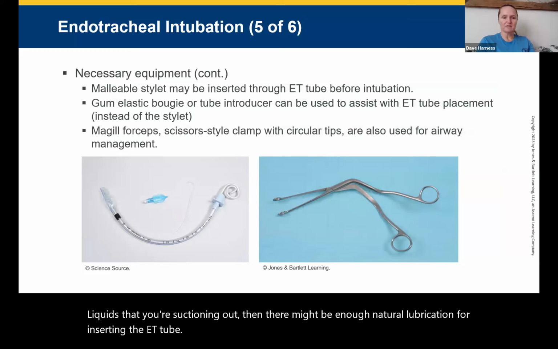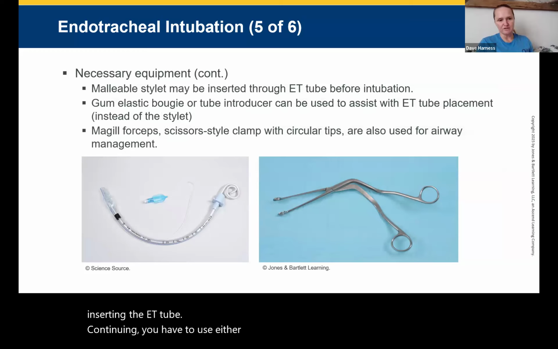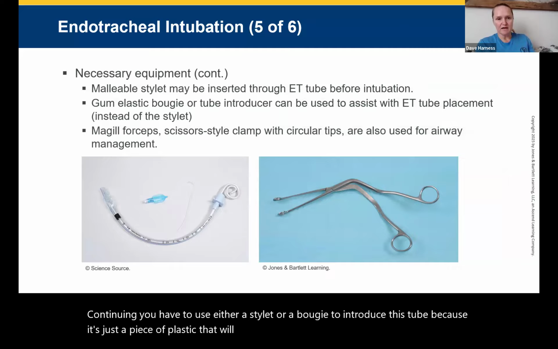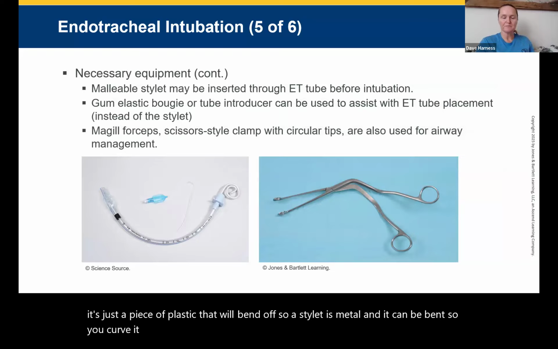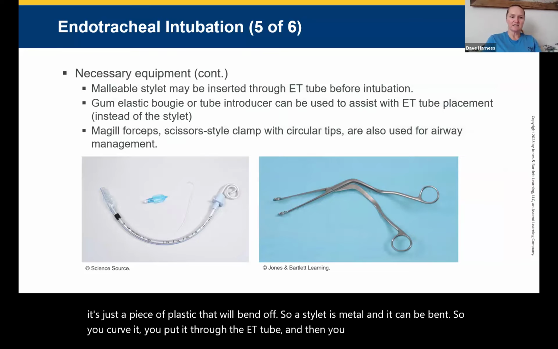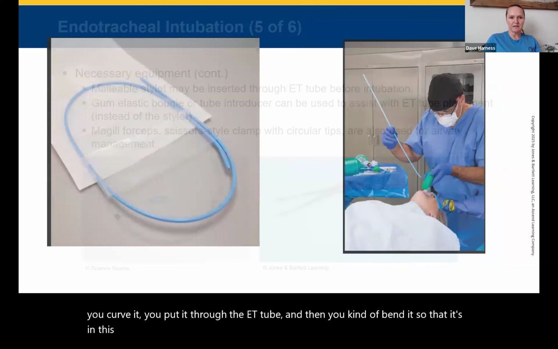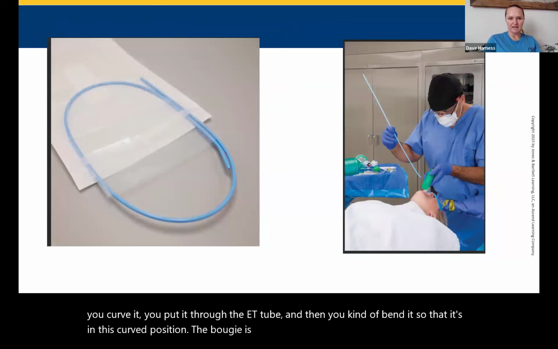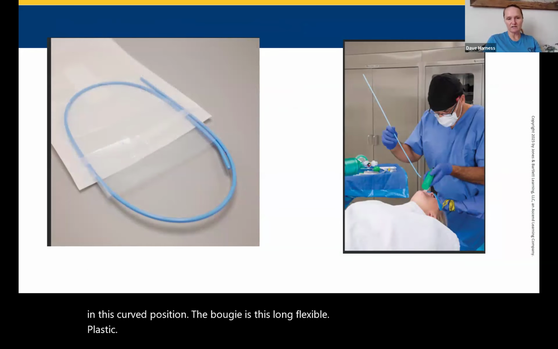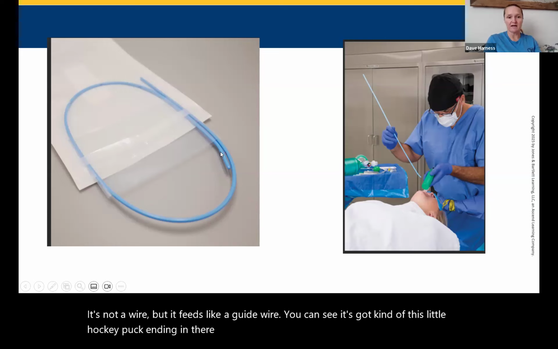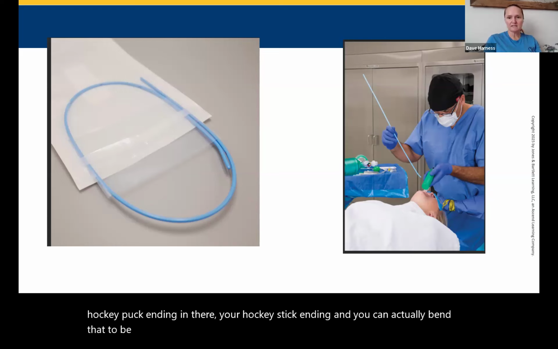Continuing, you have to use either a stylet or a bougie to introduce this tube because it's just a piece of plastic that will bend off. A stylet is metal and it can be bent. So you put it through the ET tube, and then you bend it so that it's in this curved position. The bougie is this long, flexible plastic. It's not a wire, but it feeds like a guide wire. You can see it has a hockey stick ending, and you can actually bend that to be even more bent. This looks like it sticks straight, but they're actually more flexible than that.